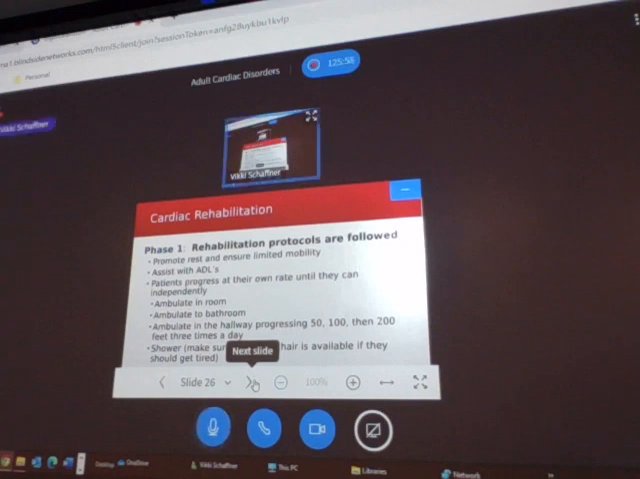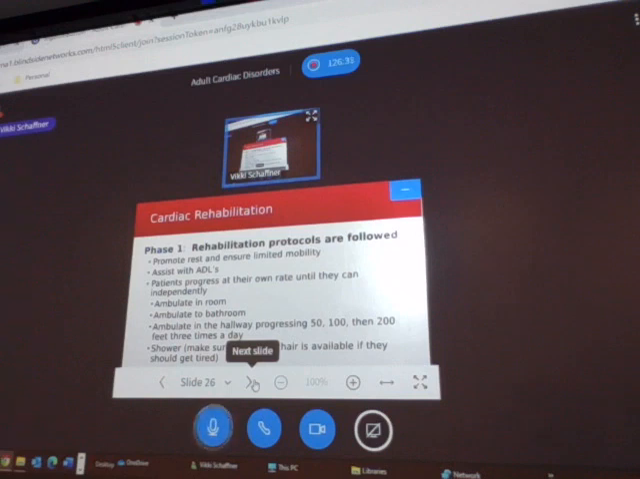The patients will progress at their own rate until they can independently ambulate in the room or ambulate to the bathroom. And if you want them to walk out in the hallway, sometimes you'll have them go 50 feet, sometimes 100 feet, sometimes you'll walk them around the nurse's station, whatever they can manage. And with their activities of daily living, you may want to assist them, but encourage independence.